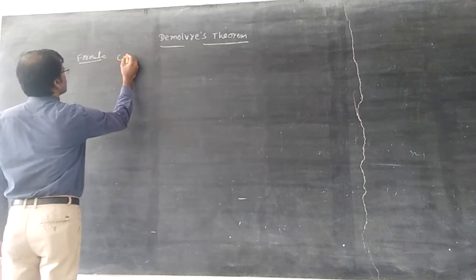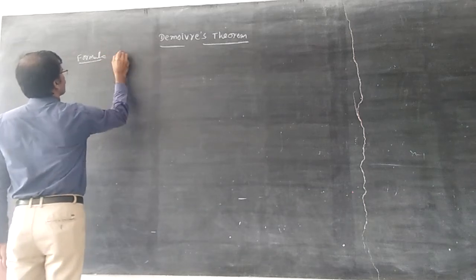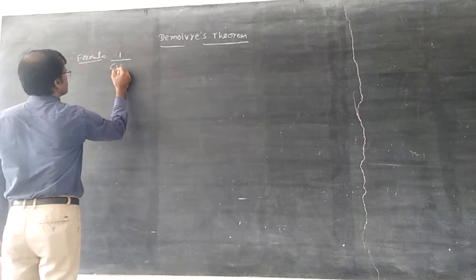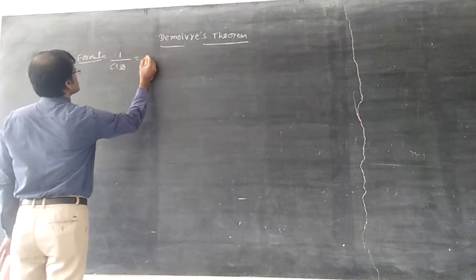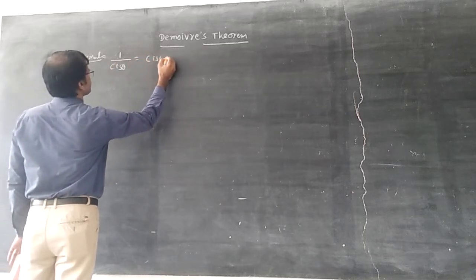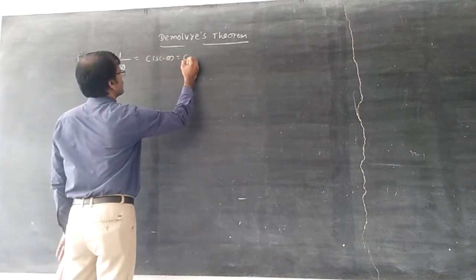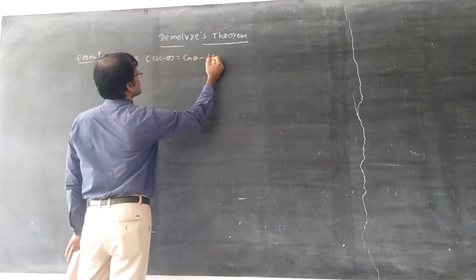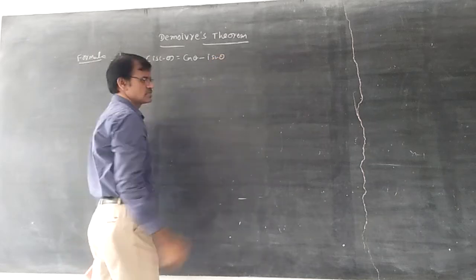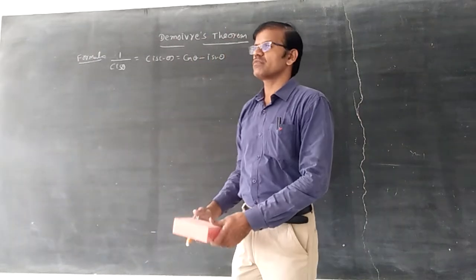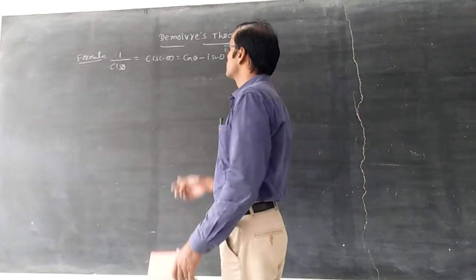Formula: 1 by cis theta is equal to cis of minus theta. 1 by cis theta, meaning cos theta plus i sin theta, is nothing but the multiplicative inverse or reciprocal of cis theta.